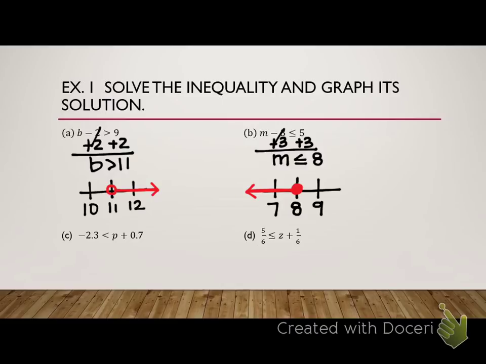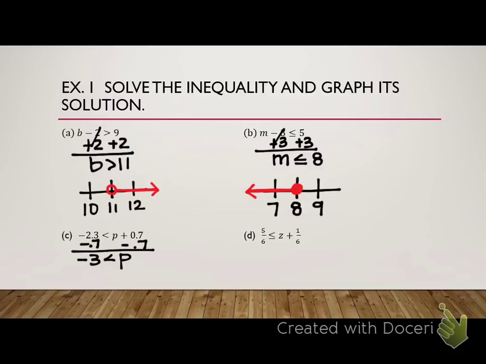Let's move on to letter C. We have negative 2 and 3/10 is less than p plus 7/10. Now nothing's going to change just because our variable is on the right side of the problem. We still want to isolate the p. So in order to do that, we're going to subtract the 0.7 from both sides of the inequality. Since our signs are the same, we're going to add and keep. So this becomes a negative 3 is less than p.